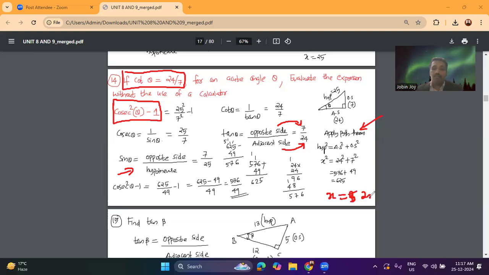Sorry, x is equal to 25. So, square root of 625 is equal to 25. So I have all the values. Hypotenuse is 25, opposite side is 7, and adjacent side is 24. I have all the three sides.